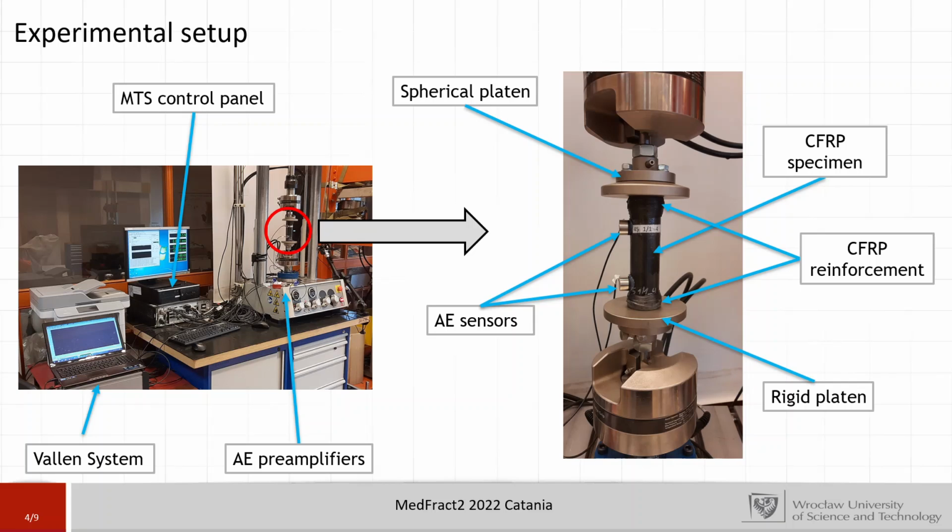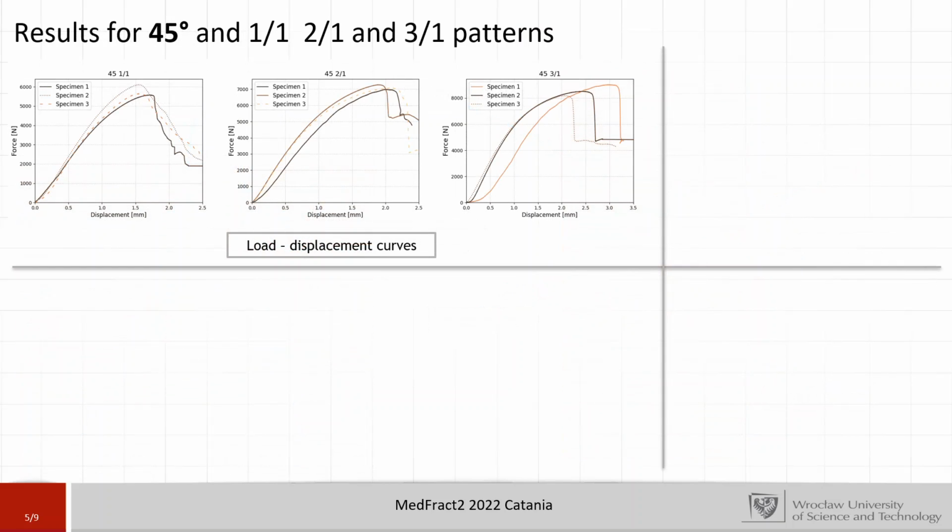For the acoustic sensors, we used 2 per specimen. We thought that it might be possible to locate the source of the acoustic event, but unfortunately in this kind of specimens we were not able to locate the events. We gained the information about the events without the location. At first I would like to show you the results for the 45 degrees winding angle.